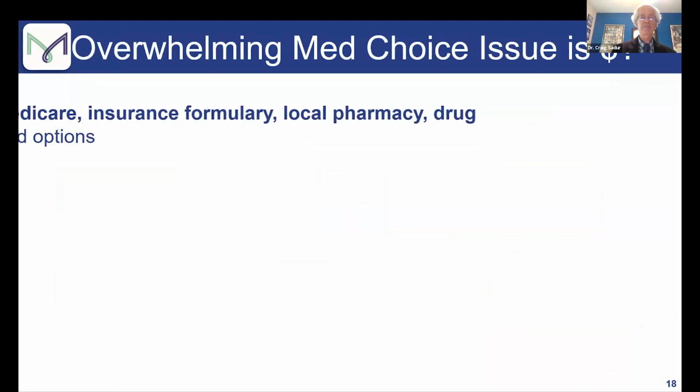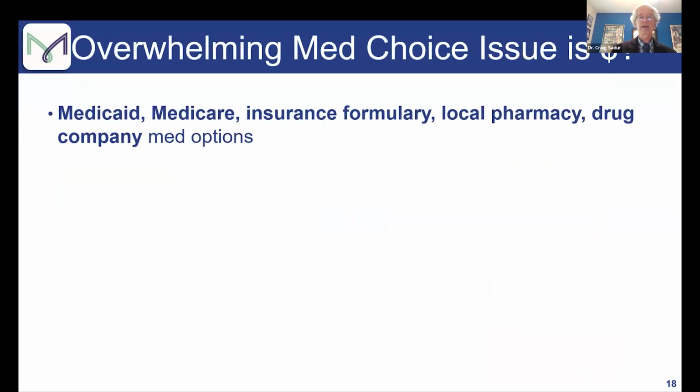If a patient's overwhelming issue is cost, and in terms of which medicine, Medicaid, Medicare, insurance formulary, local pharmacy, drug companies have had medicine options that can be used. A lot of times there may be, let's say, only one SGLT2 inhibitor drug, but that's the one that's available, or maybe only one GLP-1 receptor agonist. More and more there's availability.